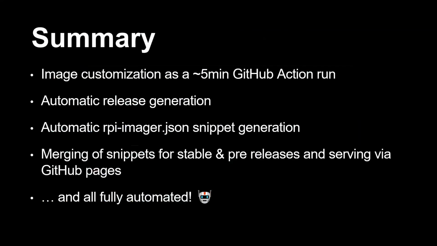That means what we have seen here now is a full Raspberry Pi image customization in about 5 minutes of a GitHub Action workflow run. A release was automatically generated from the resulting assets. An RPi Imager JSON snippet was automatically generated as well. And an additional GitHub Action takes care of merging these snippets from the stable and the latest pre-release into a final RPi Imager JSON that can directly be used by the RPi Imager framework and served via GitHub Pages.